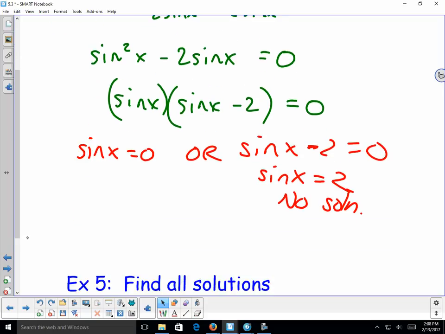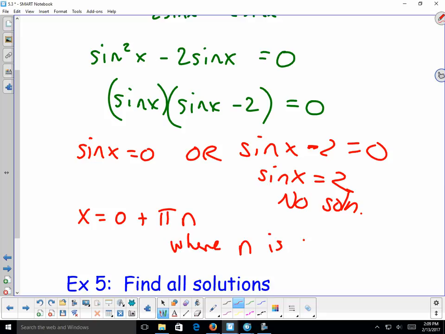How? What are we going to write for our solution for this, Max? Because we have to generalize, right? 0 plus pi n, where n is any integer. Okay, and really if it's 0 plus pi n, we probably could leave that part out, right? Because 0 plus pi n is just pi n. Are we okay with this?